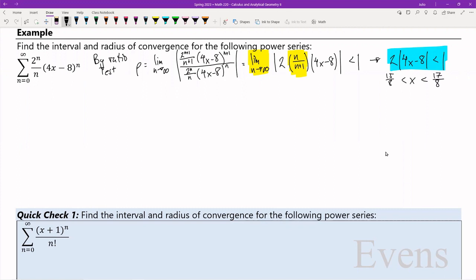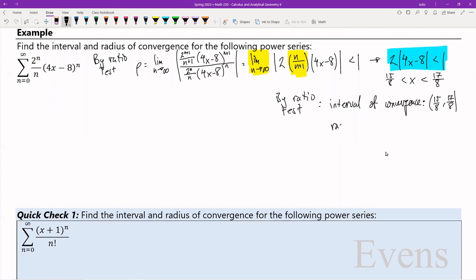Solve it out. This means you're going to be doing a little bit of pre-calc, so split them up. Okay, so we have this now. By the ratio test, we have the interval of convergence, and it's going to be exactly what we have here: 15 over 8 to 17 over 8.